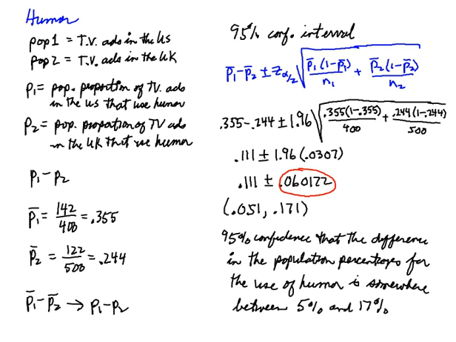So if I would run a hypothesis test comparing these two percentages, I should get statistical proof that there is a difference, and proof that the United States actually uses more humor in TV ads than the United Kingdom.